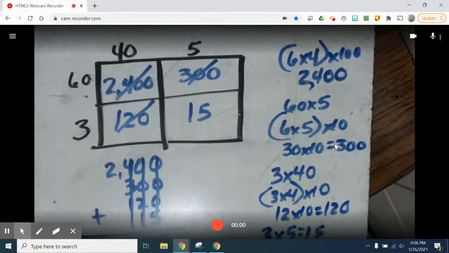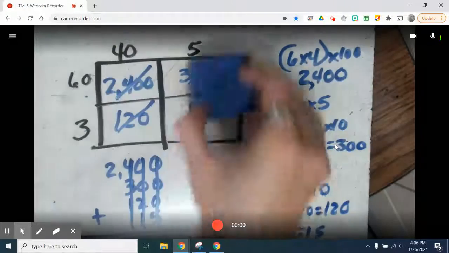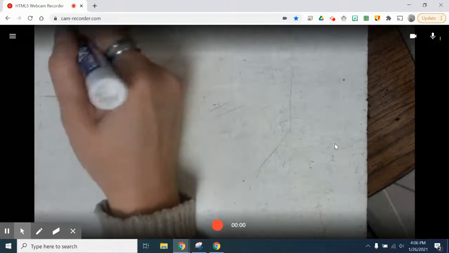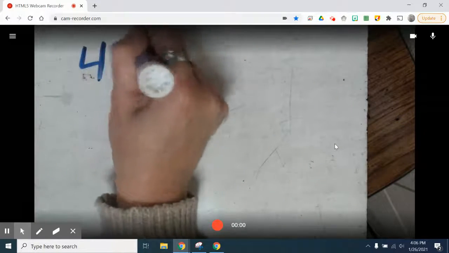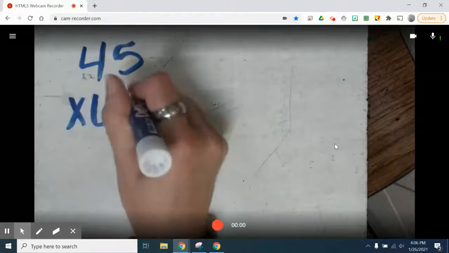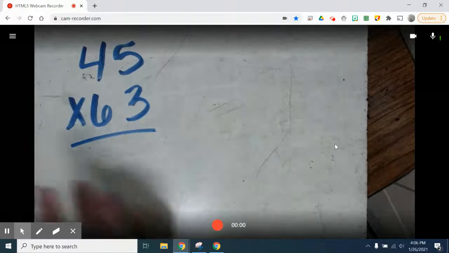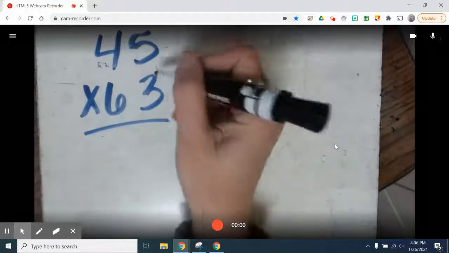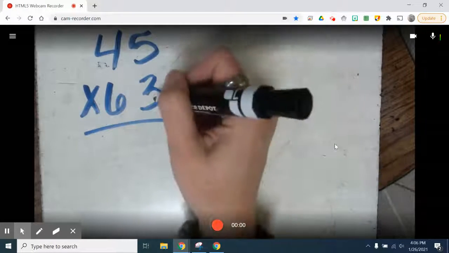Now that's the area model. If you go into partial product, stacking them up, 45 times 63, this is also called the bow tie method as the nickname, and you'll see why in just a sec. So always start in the ones place, right-hand side.